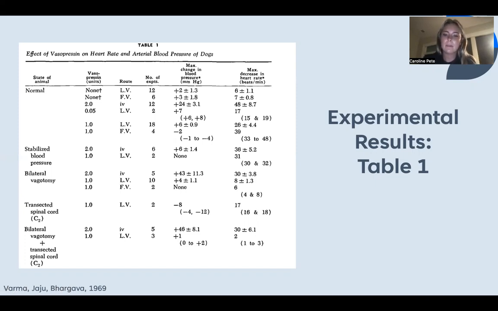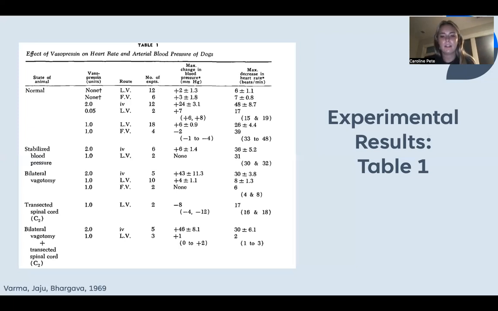So some things to keep in mind when reading this table. When the number of experiments is less than 5, so you can see right here, the range is going to be provided in parentheses. Also, where you see none under the vasopressin units, this indicates that 0.25 milliliters of saline was injected as a control.